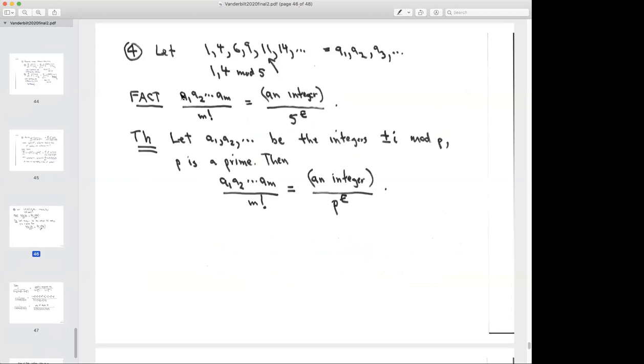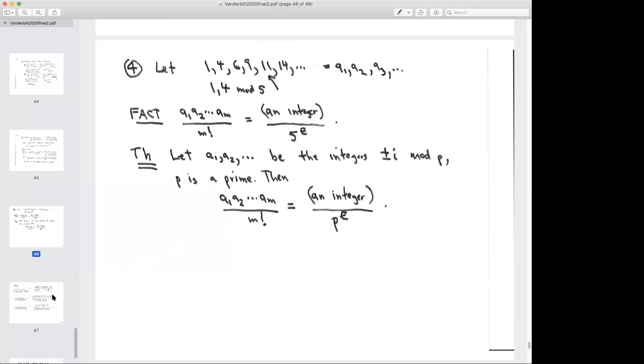After all, the numbers on the top are not 0 mod 5, and the numbers on the bottom do have some 0 mod 5s. We know what this 5 is. It's the 5-adic part of m factorial. We know what that is. So this is a fact that's true. In fact, it's true for primes. Take integers that are plus or minus i mod p, do the same quotient, and you always get an integer over p to the e.